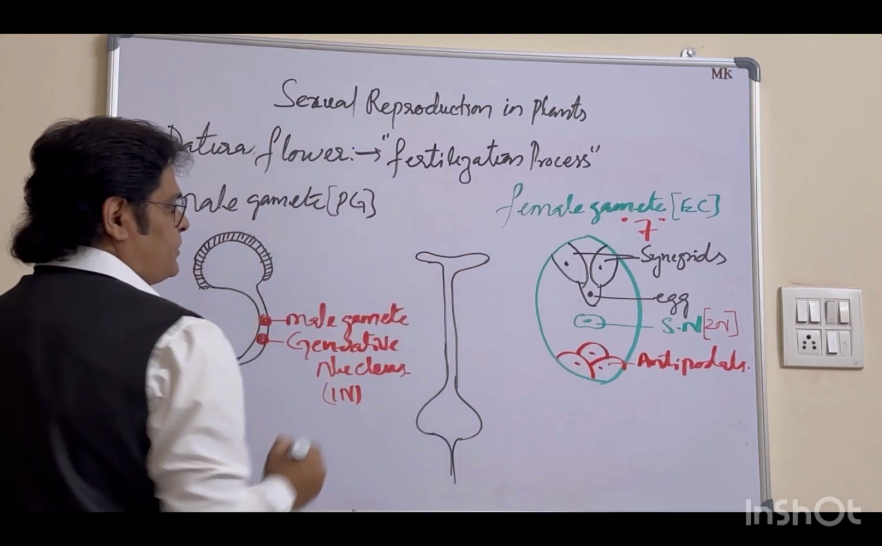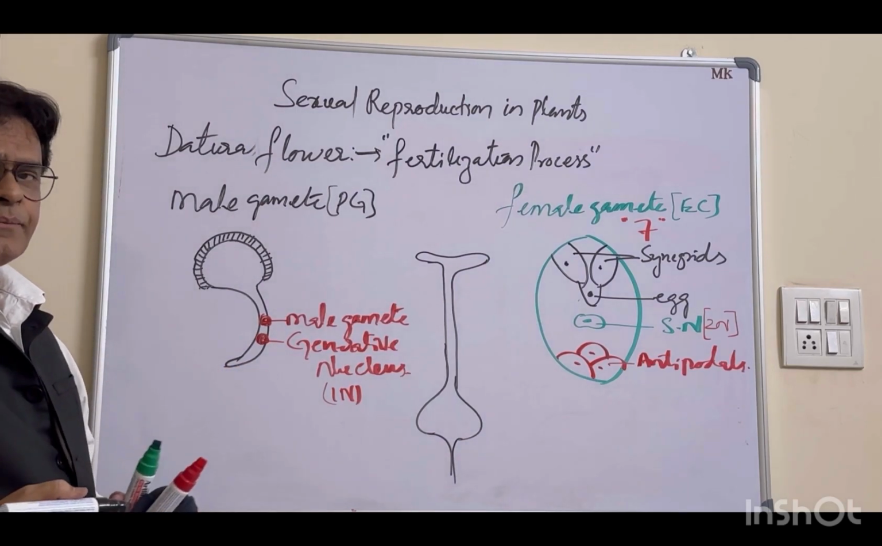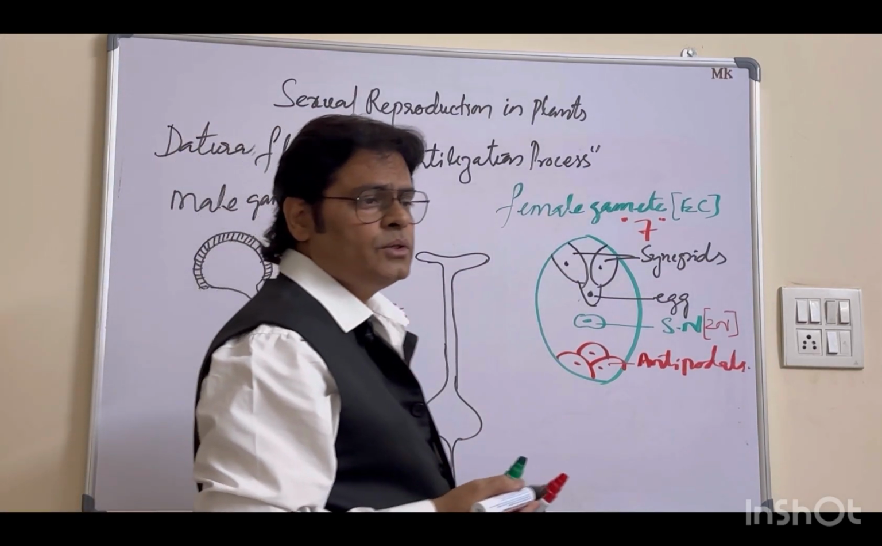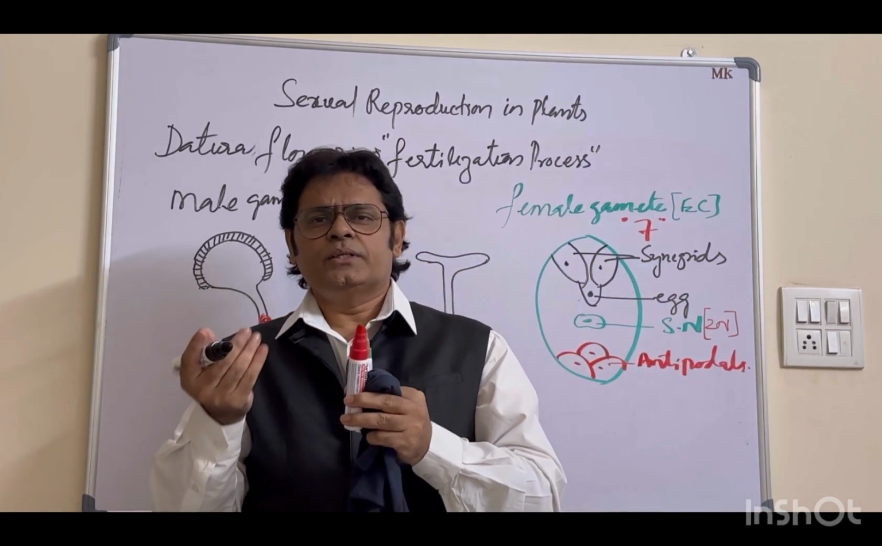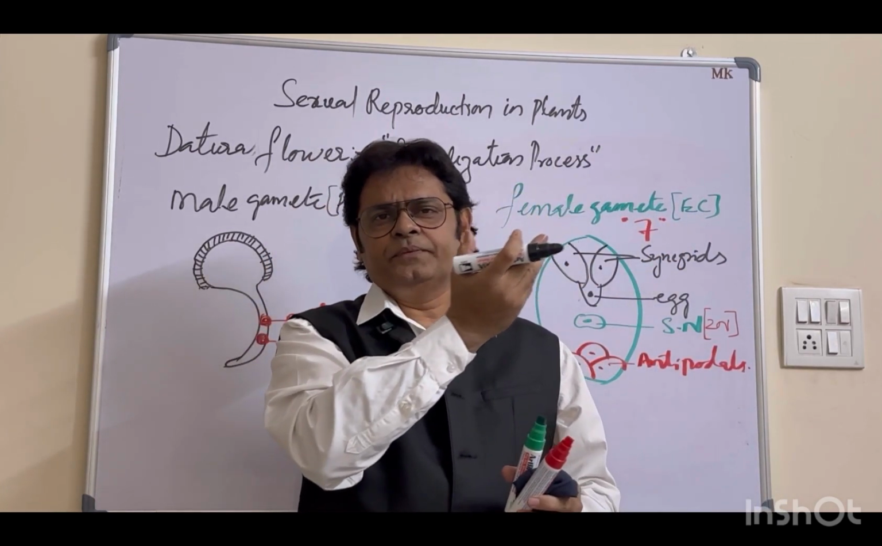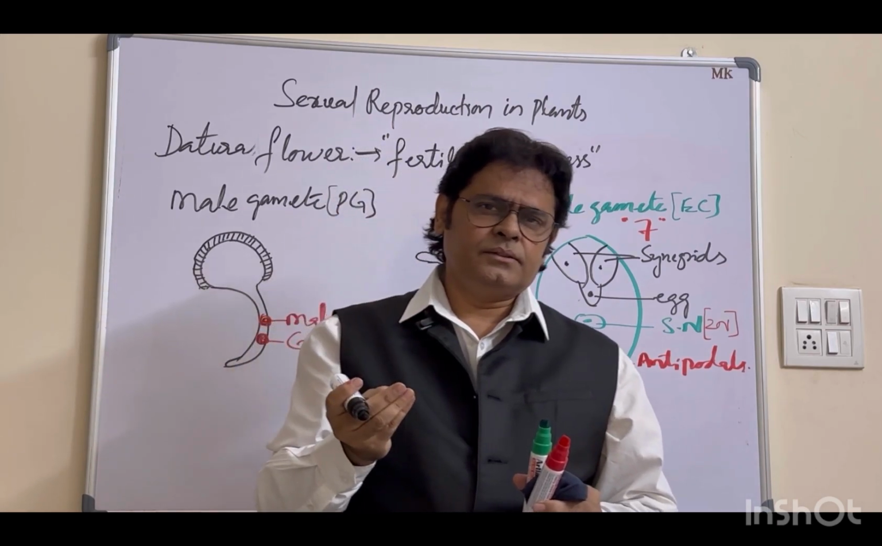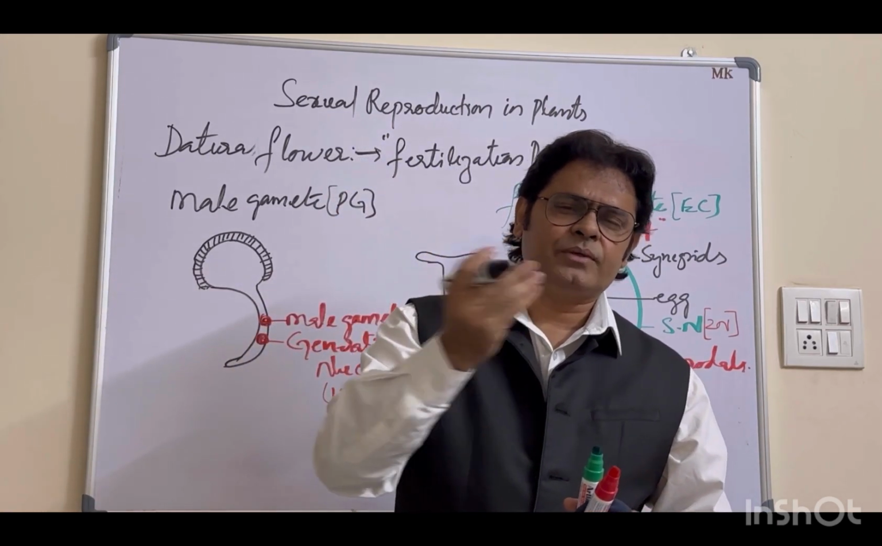Clear? This is the stigma. During the pollination process, what are the agents of pollination? Wind, water, insects, birds. These are the agents through which pollen grains can transfer. Pollen grains are very, very light in weight. They can easily move, easily transfer from one place to another place.